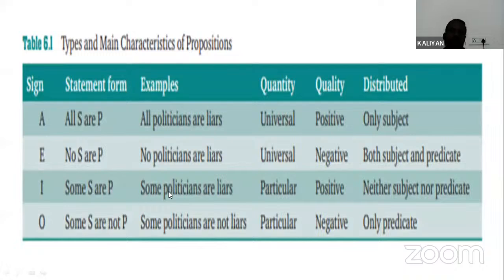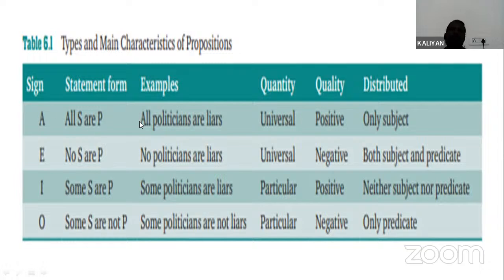So, for example, "Some politicians are liars." Here they give "some politician," which is particular. The word "not" is not included here, so that is positive. Suppose they included "Some politicians are not liars," it means the quality is negative. So these are the main characters of the proposition.